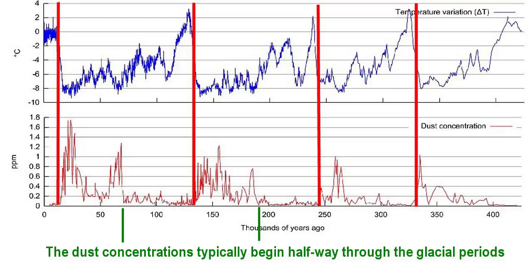The comparison raises 2 very big questions. Number 1. Where did the enormous volume of dust come from? Number 2. Why did the dust show up only halfway through the glacial periods? If the dust had come from the world's deserts, it wouldn't have taken the dust tens of thousands of years to show up in Antarctica.